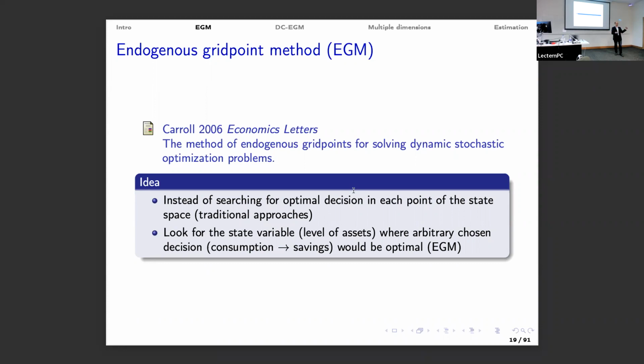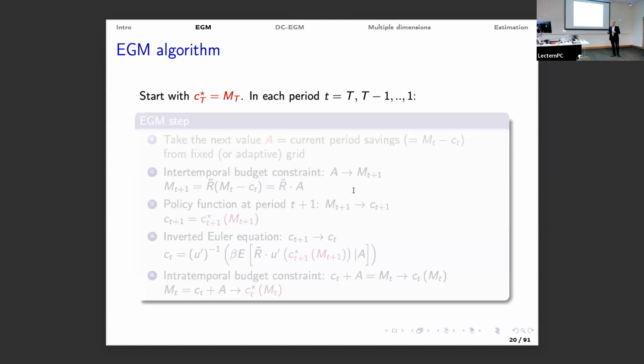Instead of fixing the wealth, the point in the state space, and then searching for the optimal consumption level, let's just guess some consumption level. Just take any number, right? And find the points in the state space, the wealth, where this chosen number is going to be optimal. Okay, does it make sense? It's kind of magic. So here's the algorithm.